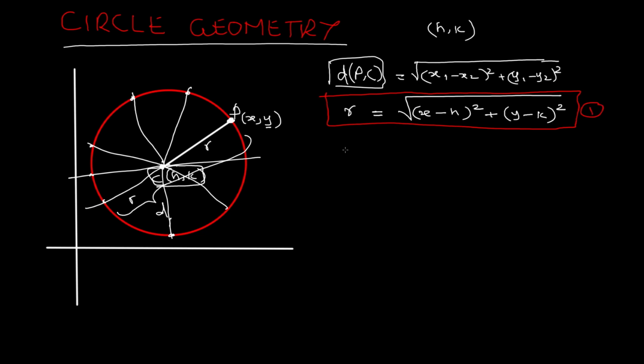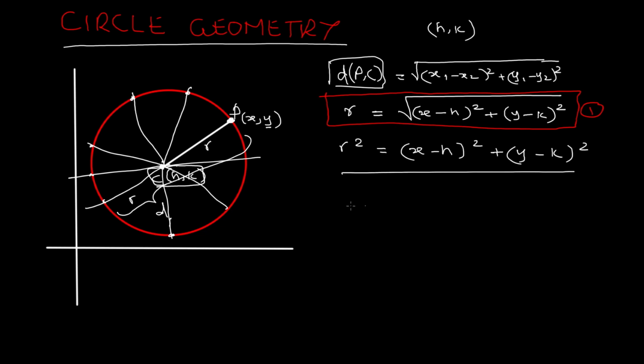This equation can be expanded into R squared is equal to X minus H squared plus Y minus K squared. So this is the general form of the equation.